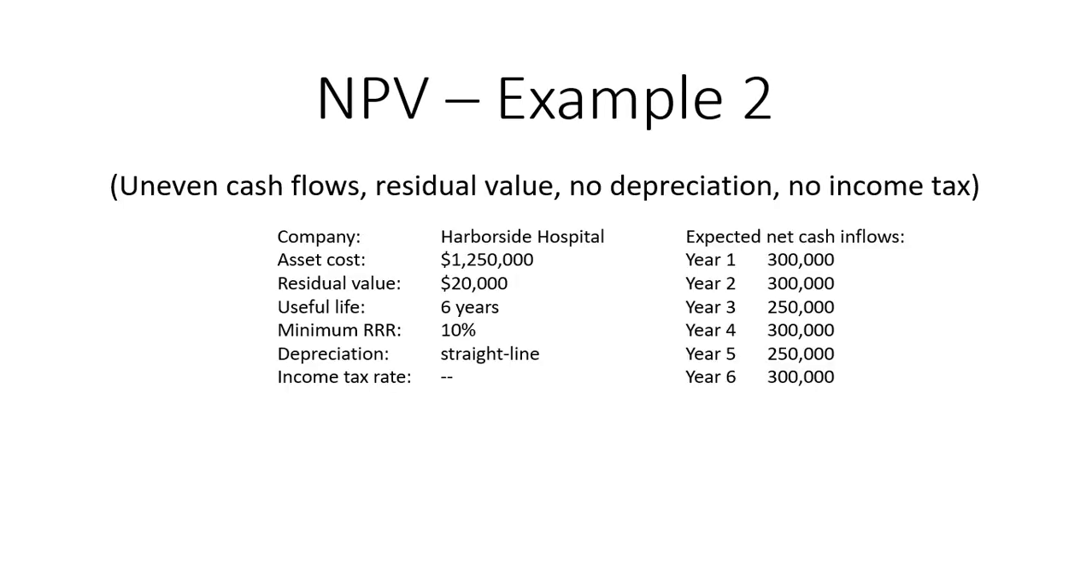Here's the situation for NPV Example 2. Harborside Hospital is thinking about buying an X-ray machine for $1,250,000. The residual value is $20,000, which means that at the end of the equipment's useful life, we would expect to sell the machine for $20,000. The useful life is 6 years, the minimum required rate of return is 10%, and expected cash flows for each of the 6 years are as displayed.